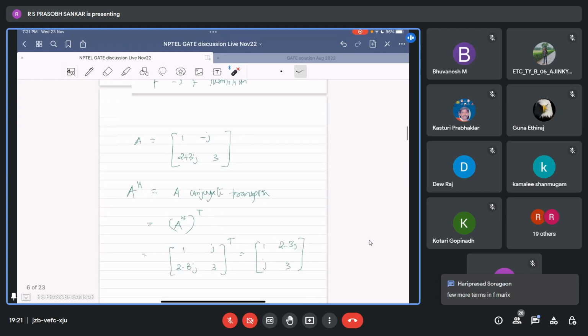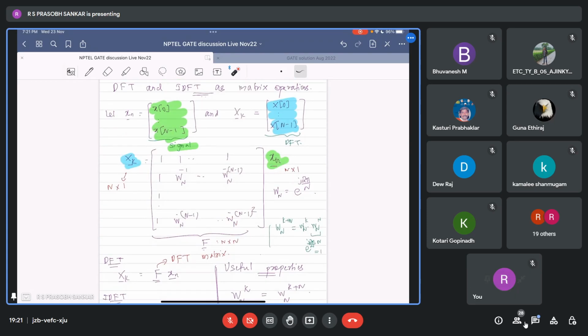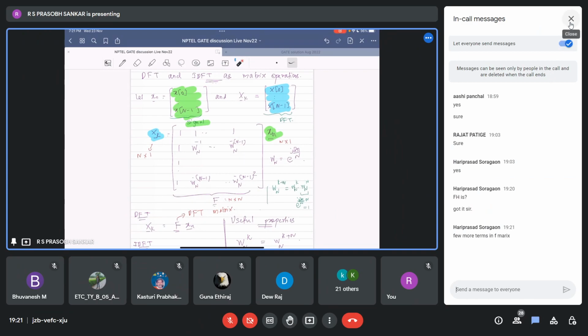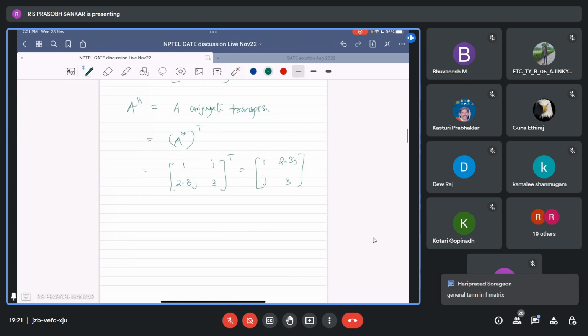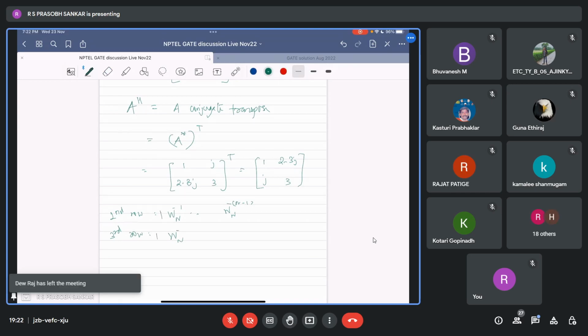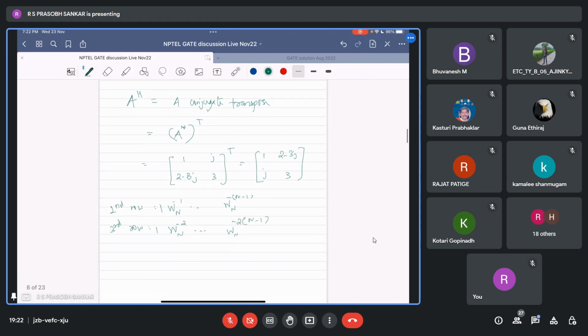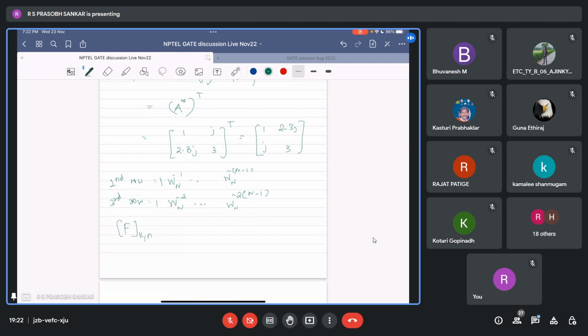Few more terms in the F matrix. So if we see this, the second row will be like this. Second row we have seen, this is Wn^1 up to Wn^(n-1). Third row will be Wn, first of course, this will be 1 to n minus 1. So the k comma n term will be Wn^((k-1)(n-1)). I think this is a general term. Is that okay?